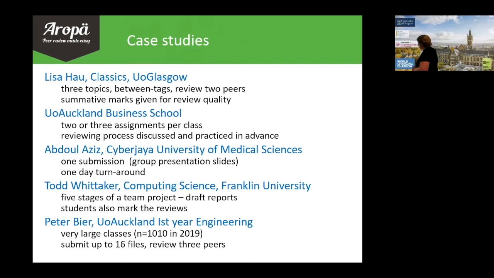At the University of Auckland Business School, these are classes of around 1,000. This is commercial law in 2nd year. They have 2 or 3 assignments per class, but they make a special effort, which is why I've got them up here. They spend a whole lecture going through the process of what it means to review, the nature of the rubric, and how to give constructive criticism. So they do a lot of training of their students in advance on how to do peer review.